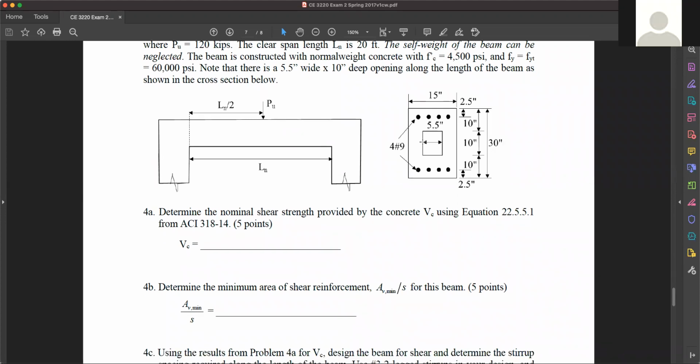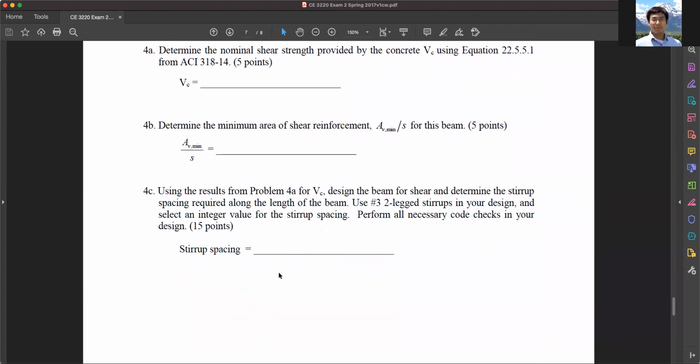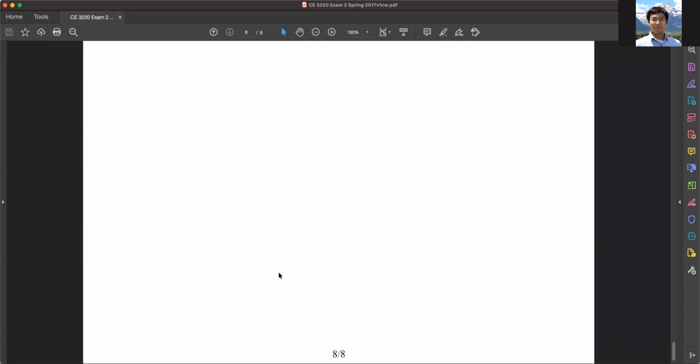Like I said, the only thing that is a little bit tricky is that the section has an opening in the middle, 5.5 inch, and then you have this narrow width on the side. So when you find the bw, that should be 15 minus 5.5. That is your bw, the width of the web, when you calculate the cross section for concrete. Okay. All right, and I think that's all.